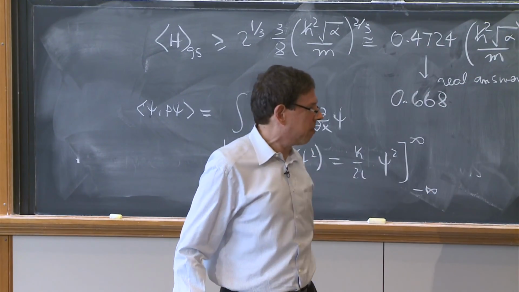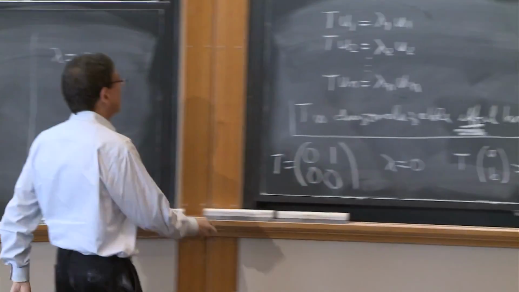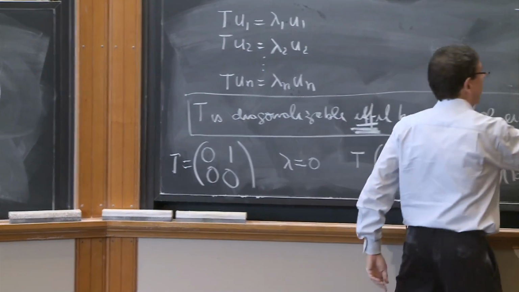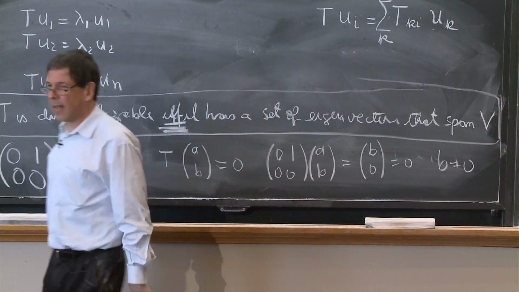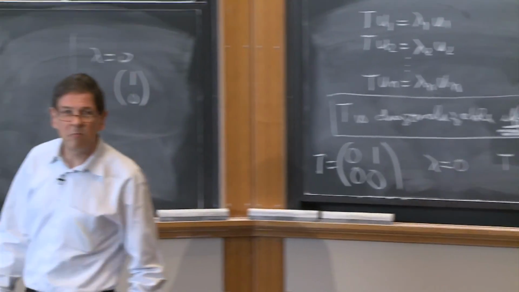By this theorem, or by this claim, you know it's a two-dimensional vector space. You just can't diagonalize this matrix. It's impossible. Can't be done.